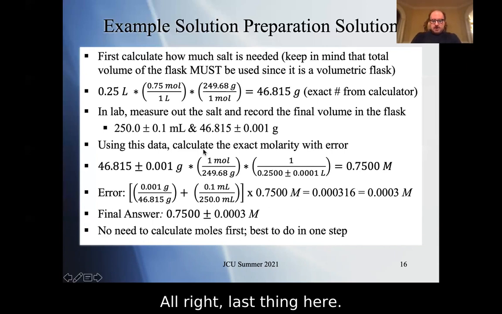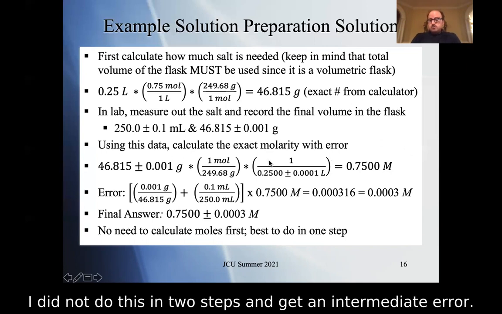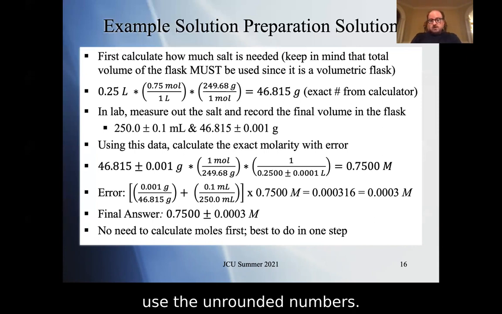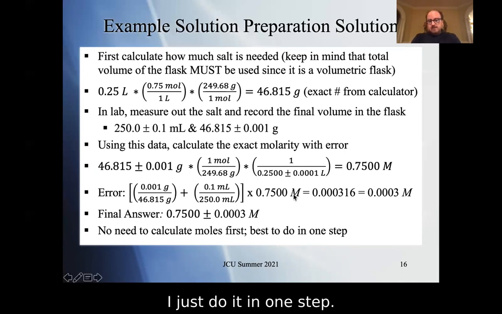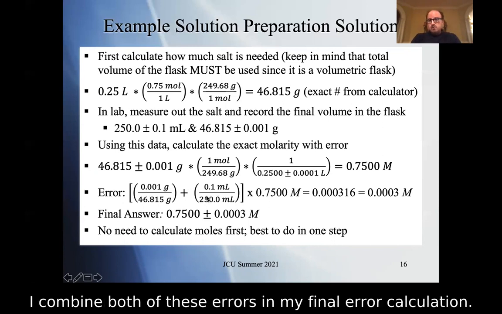All right, last thing here, I did do this in one step, right? I took grams to moles over volume to get right to molarity. I did not do this in 2 steps and get an intermediate error. There's nothing wrong doing it that way, but it's important if you do it that way that you use the unrounded numbers. So in order to circumvent that altogether, I just do it in 1 step, and then I do my error in 1 step at the end. I combine both of these errors in my final error calculation.